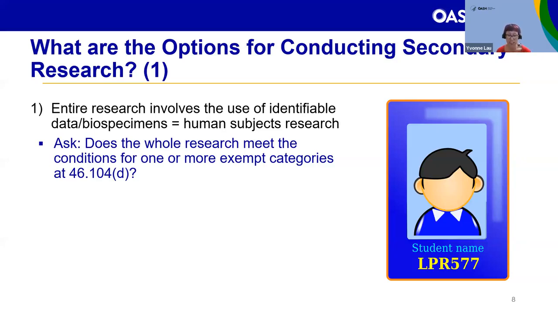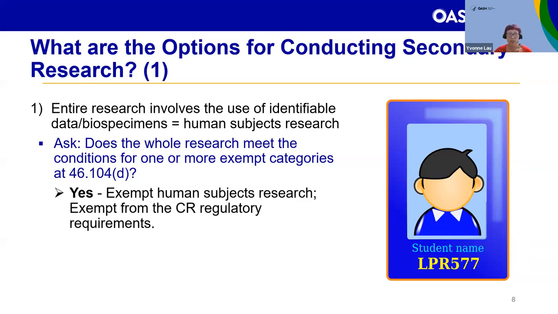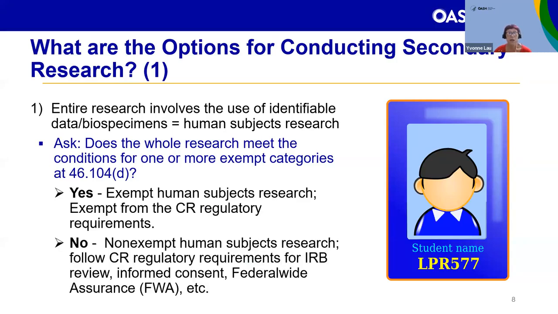Once you've determined that this is secondary research and human subjects research, you can ask the question: does the entire research fit into one or more exempt categories? If it does, then maybe it can be exempt from the typical common regulatory requirements of the common rule. Now, that's what I just said. But if it doesn't, then we will consider that as non-exempt human subjects research.